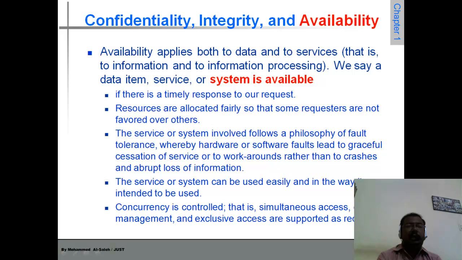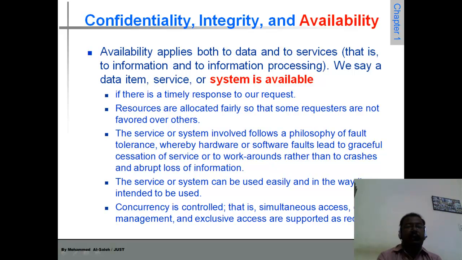If there is a timely response to a request, then we say that the system is available. If the resources are allotted fairly so that some requesters are not favored over others, then we say the system is available. The service of the system follows the philosophy of fault tolerance, whereby hardware or software faults lead to graceful cessation of service or to workarounds rather than to crashes and loss of information. So here, when you have a fault in the system, it should go for graceful termination of the service, or it should make some alternates. Then we say that the system is available.